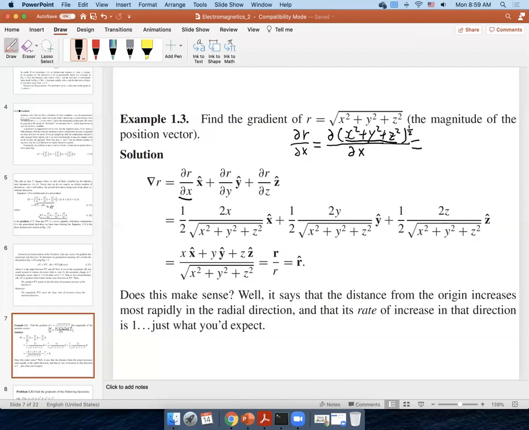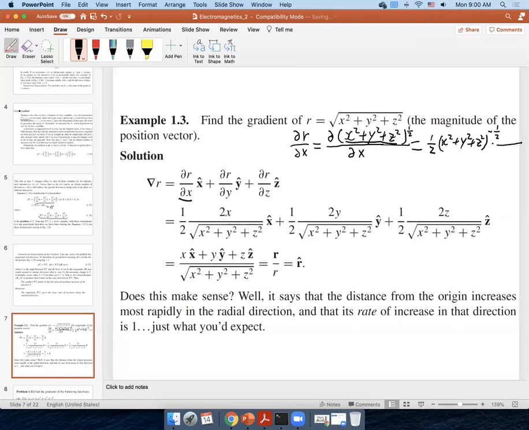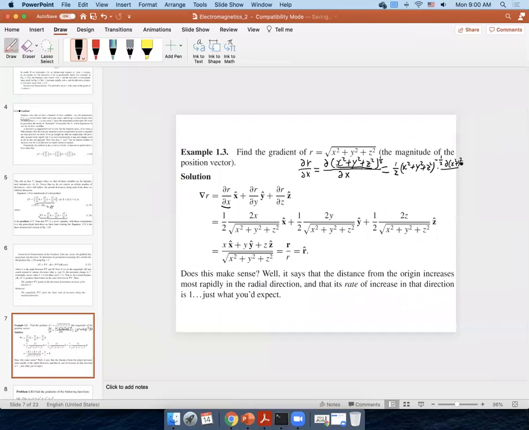Then you will have 1/2 times x squared plus y squared plus z squared, negative 1/2 times partial of x squared plus y squared plus z squared over partial x, using the chain rule.